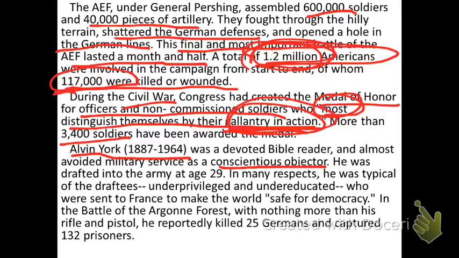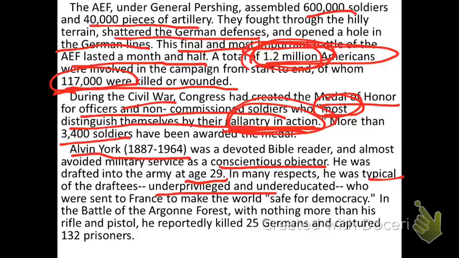He was drafted at the age of 29, and he went in and basically told them that, no, I can't do this because of my religious beliefs. His commanding officer gave him a choice: let him go home, let him talk to his friends, his family, his preacher. He came back from that brief time away from the military and said, yeah, I believe I should serve. And he did.